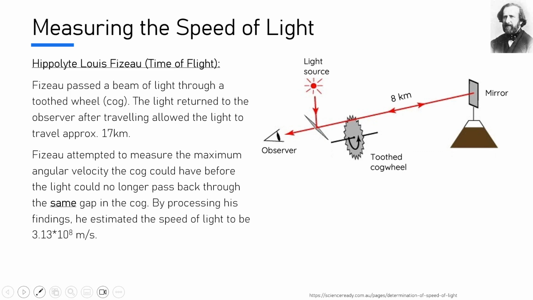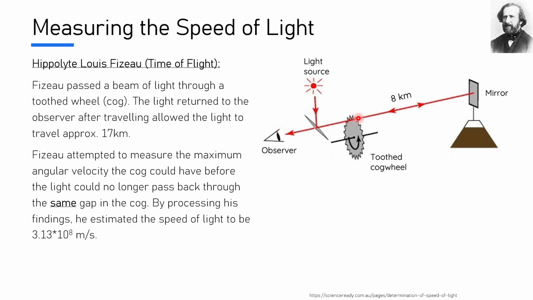Essentially, what Fizeau did was pass a beam of light through a many-toothed cog. If I'm not mistaken, I think there were 720 teeth on this cog. And essentially, if there was a raised part of the cog, it would block the light. And if there was a dip in the cog, the light was able to pass through.